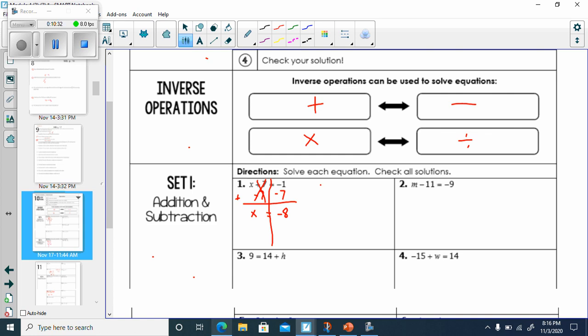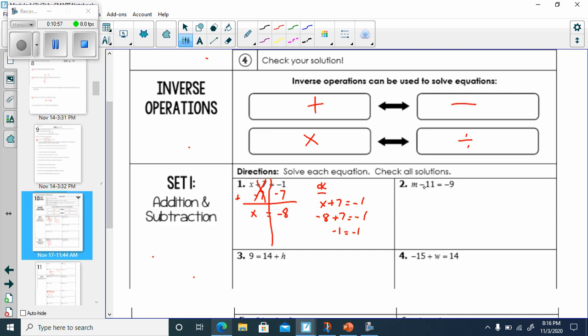Now, if I want to check myself, I plug this back in. X plus 7 equals negative 1. Does negative 8, I've substituted negative 8 for my x, does negative 8 plus 7 equal negative 1? Yes, it does. That means this is correct. The solution is x is negative 8.